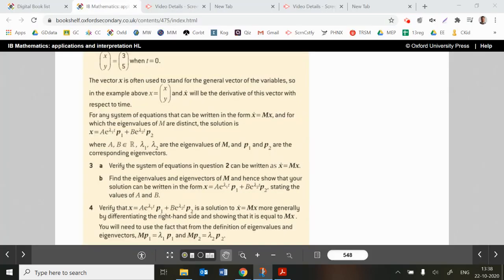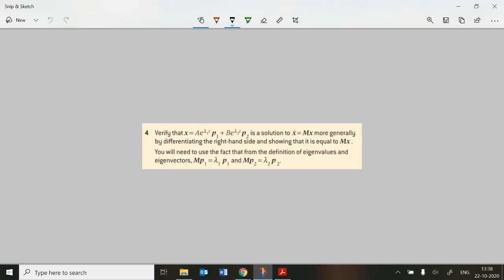I'm going to take just question 4 on its own because I might need a little space for this one. We'll stop after this. We need to find x dot in this case, and x dot is going to be this differentiated and this differentiated. So this differentiated here, using the chain rule, is lambda 1 a e to the lambda 1 t multiplied by p1. That's our eigenvector in this case.